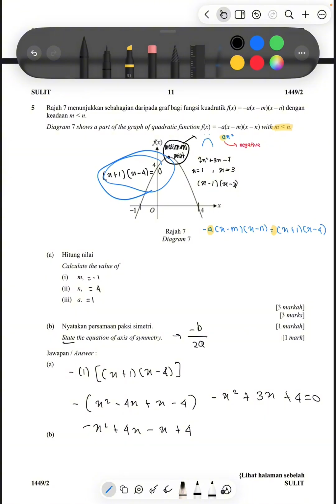Negative 1, 3, 4, and you get all of the roots, and then you get maximum point. You click equal, and then it will have something like max of, and then they give the first coordinate, which is x. So x is 3 over 2, and the next is 25 over 4.